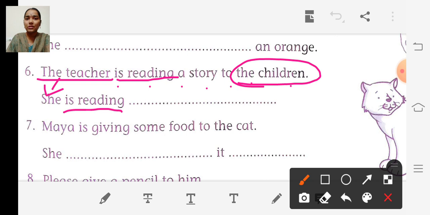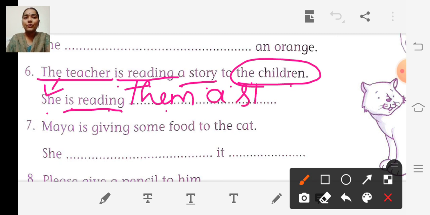So instead of the children, we have to write them. Okay. So she is reading them. What is she reading? A story. So she is reading them a story. Okay. She is reading them a story. Full stop. Okay. Have you all understood?